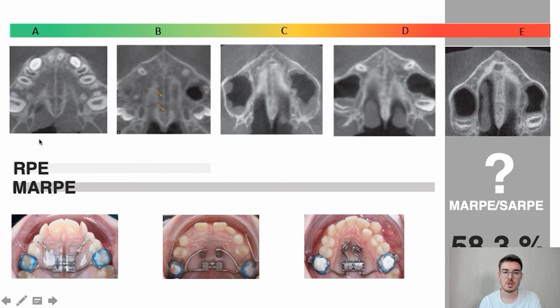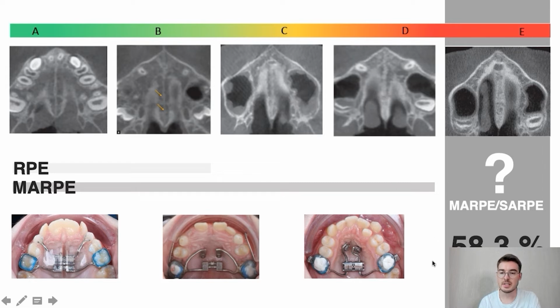If you use RPE at these stages, you can achieve great results. Sometimes there are no baby teeth at this phase due to their early removal. In this case, I use Marpe as well. And it can also be used at stages C and D.